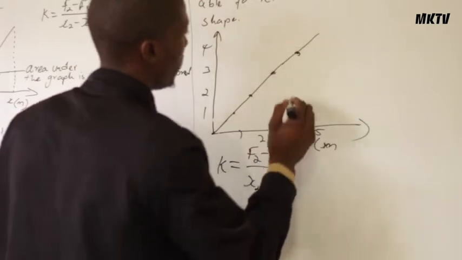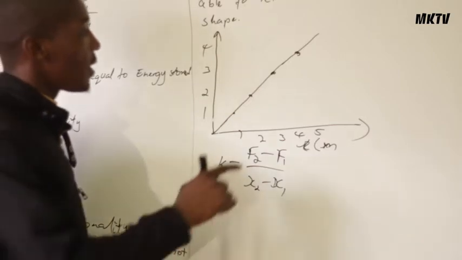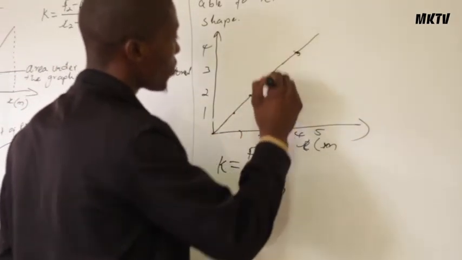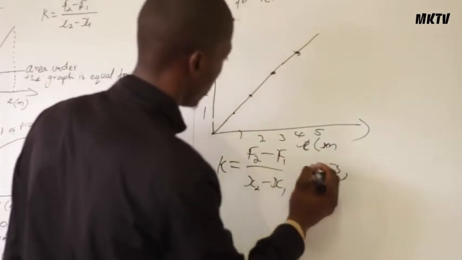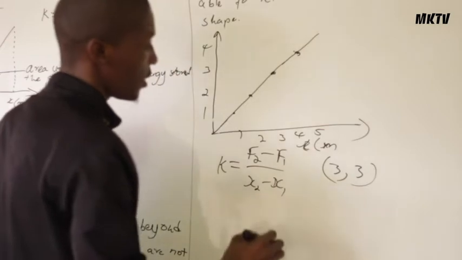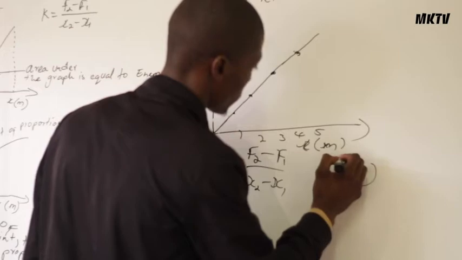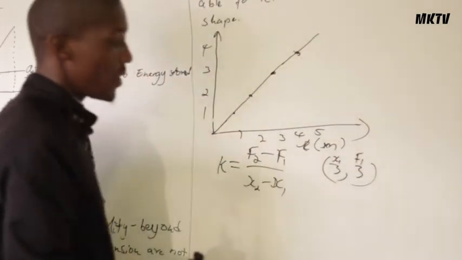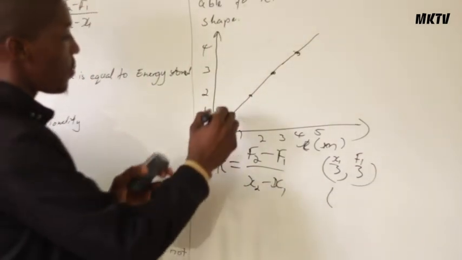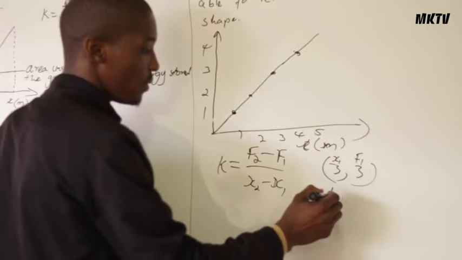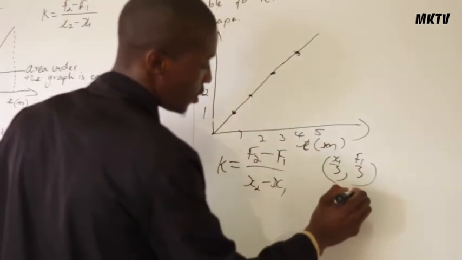There you go. From this graph, let's take this point to be our first point. The coordinates would be 3, 3. From this we have x1 and f1. For the second point, let's consider this point, which gives us 1, 1.